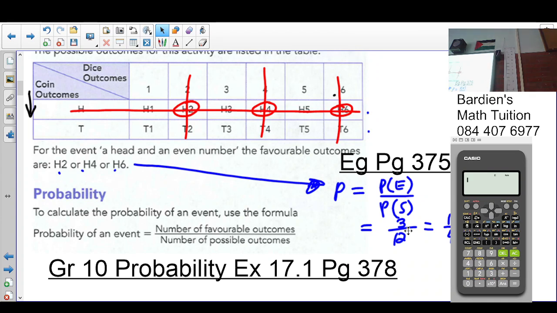You can either write it as a quarter, or a standard decimal, 0.25, or a percentage, 25%. Any one of those will be acceptable. They won't tell you to write it as a percentage, a fraction or a decimal. You have a choice here. You can write it in your favorite format of a number.